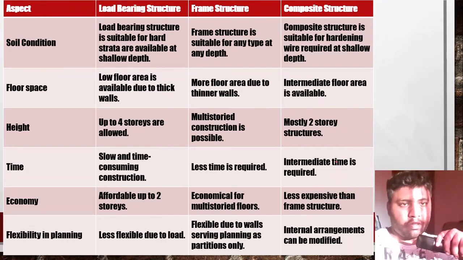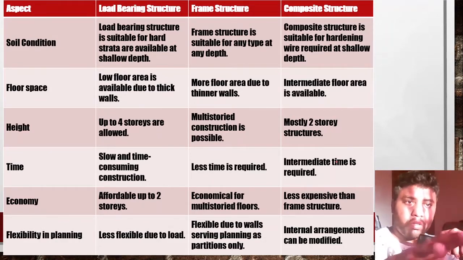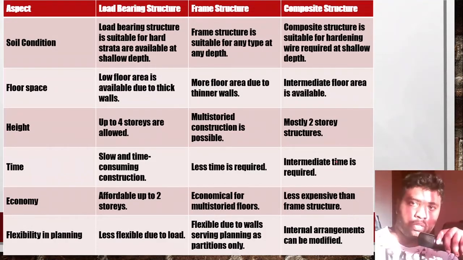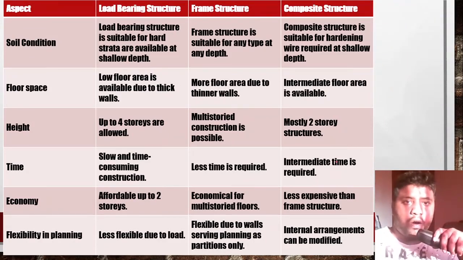Based on aspects like soil condition, floor space, height, time, economy, and flexibility in planning, we can differentiate between load bearing structure, frame structure, and composite structures. Based on soil conditions, load bearing structure is suitable for hard strata available at shallow depth, where we get hard strata at a shallow depth itself.